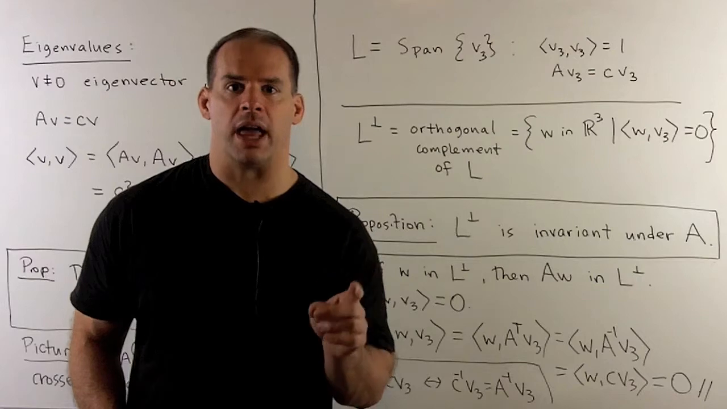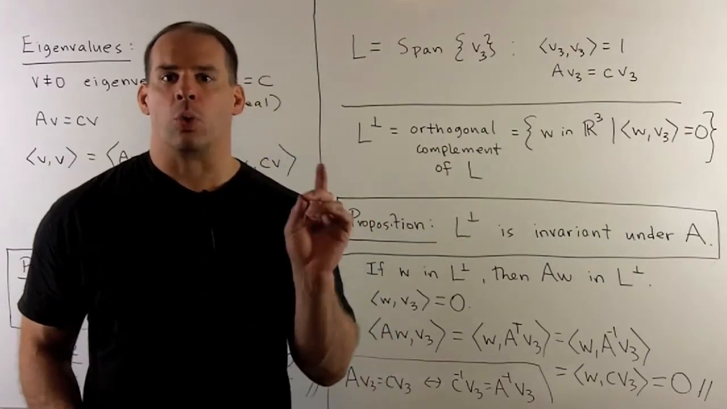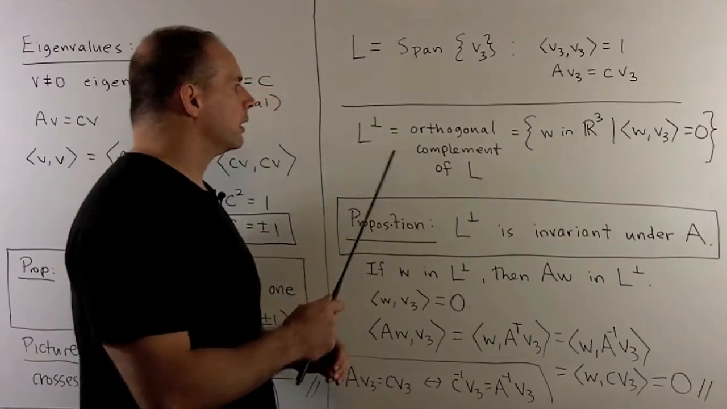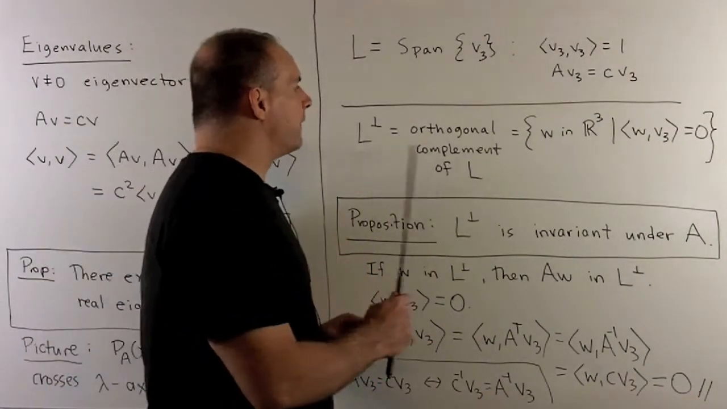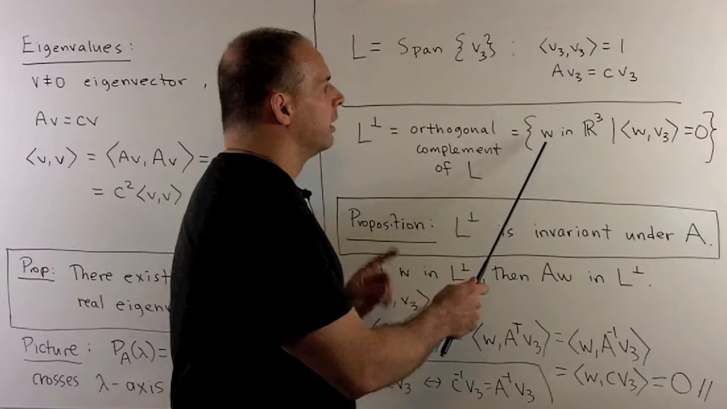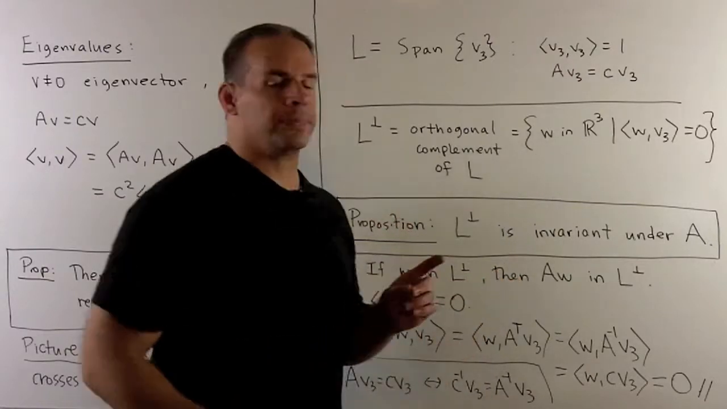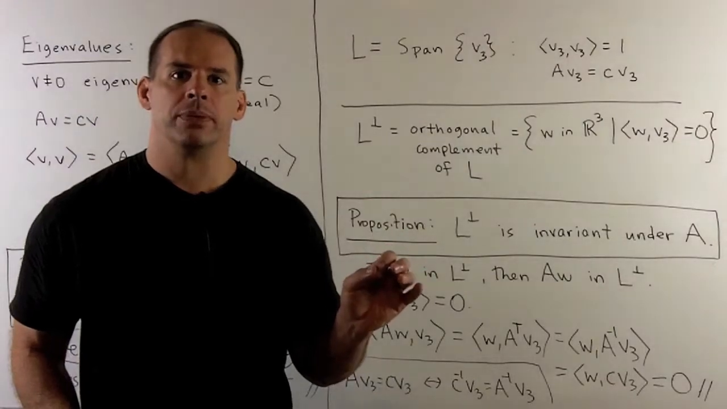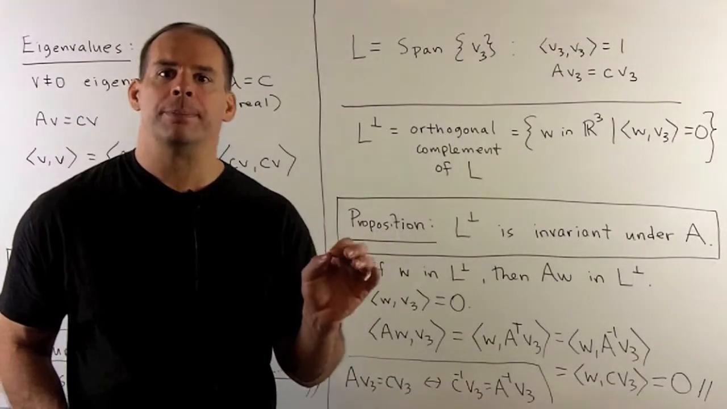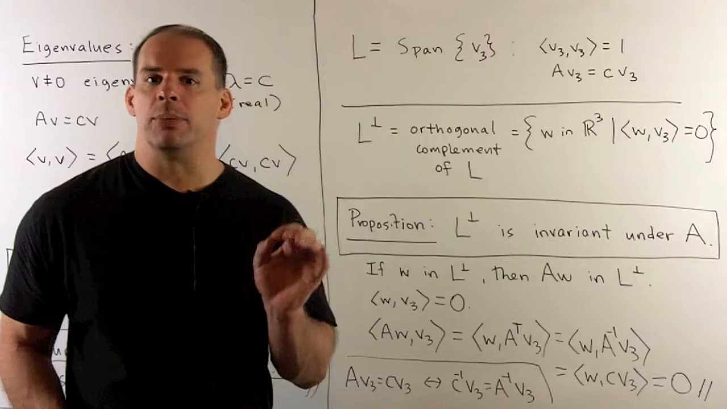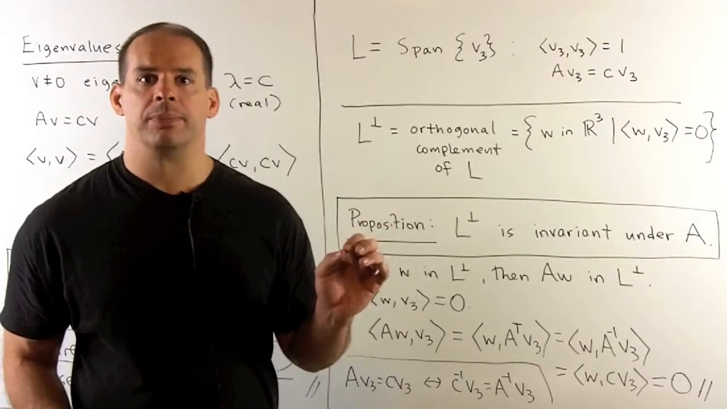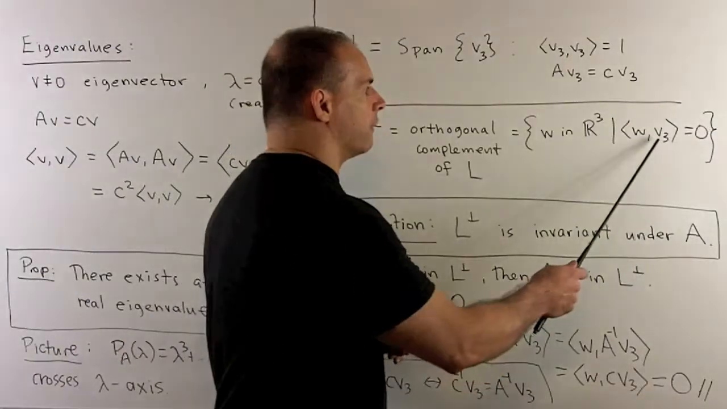Now that we have our fixed line, let's consider the orthogonal complement to our line. So L perp. Now, that's defined as, we're going to take all W in R3 such that the inner product of W with V3 is equal to 0. So if W and V3 are perpendicular, then W is perpendicular to any multiple of V3, so it's perpendicular to the whole line. So it's enough just to check against our V3.